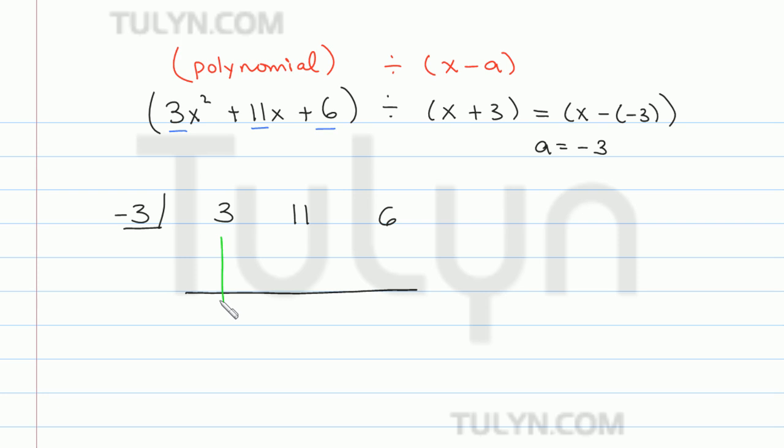So the first step is to bring down the leading coefficient. So it's going to be 3. And then what we want to do is take this negative 3, this number in this box here, and we want to multiply it by 3 and put the result in the slot up here under the 11. So negative 3 times 3 is going to be negative 9. And then we want to add 11 and negative 9, which is going to give us positive 2.